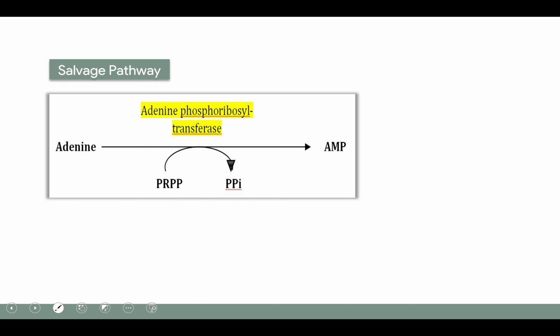Now we look at the salvage pathway. As I discussed earlier, the salvage pathway is basically a way of saving energy, because the de novo pathway is more energy consuming than the salvage pathway. So the adenine which we get from the purine turnover or from dietary sources gets converted to AMP in the presence of enzyme adenine phosphoribosyl transferase, utilizing a molecule of PRPP, which acts as a donor of the phosphoribosyl group in the salvage pathway.